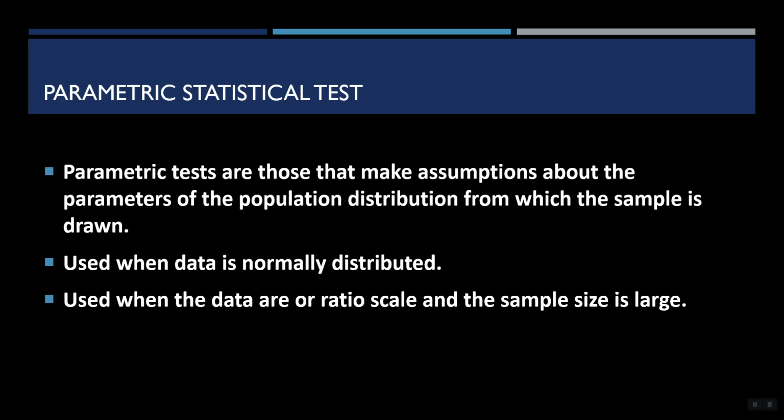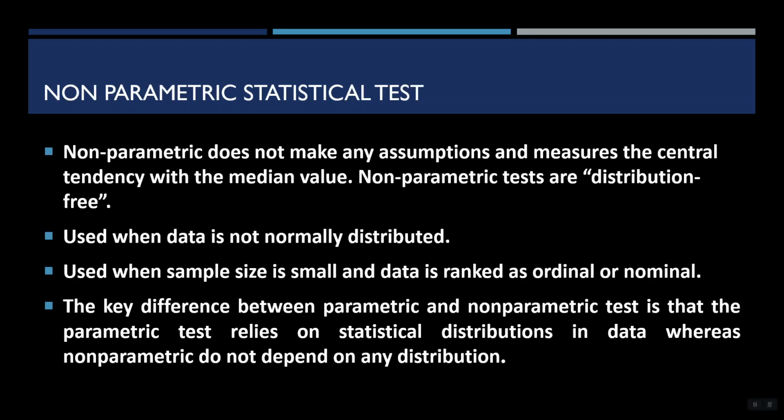For the basic information, a parametric test is the one which makes an assumption about the parameters of the population from which the sample has been taken. We normally assume that the population data is normally distributed, and this assumption is made when the data is a ratio or scale and the sample size is considerably large.